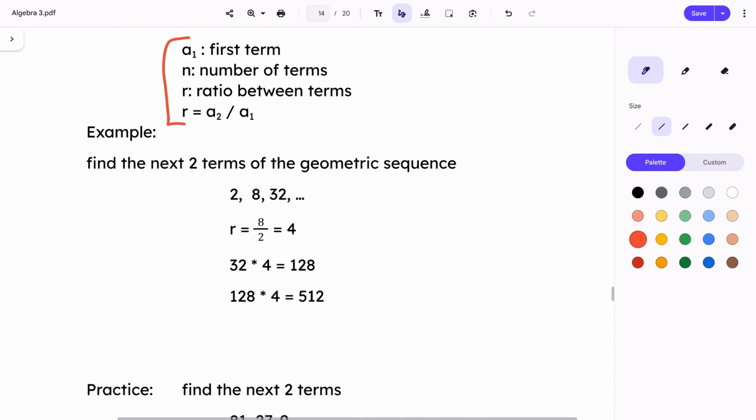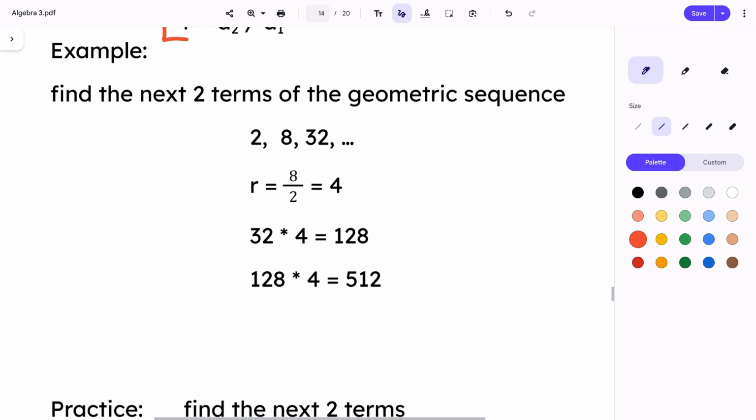So let's do an example here. This one's worked out for us, but you can see they want us to find the next 2 terms of this sequence: 2, 8, 32, and then it goes on. First thing I would do is find your ratio. You take the first 2 terms, the 2 and the 8, and divide 8 by 2, which is 4. So the common ratio is 4. They're multiplying by 4 every time to get a new term.